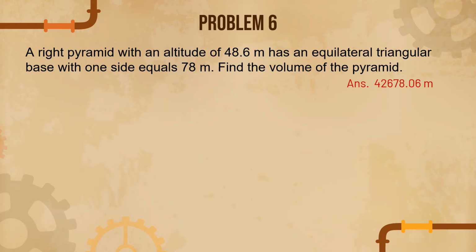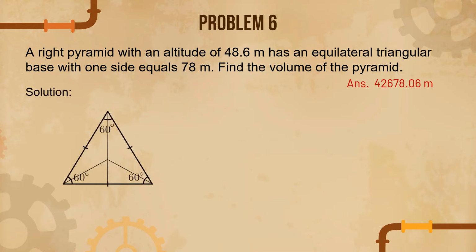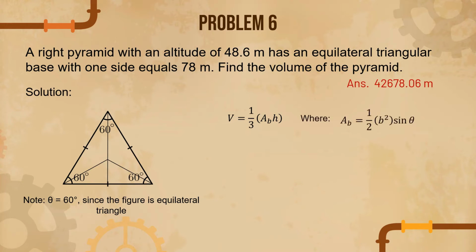A right pyramid with an altitude of 48.6 meters has an equilateral triangular base with one side equal to 78 meters. Find the volume of the pyramid. An equilateral triangle has congruent sides and equal interior angles of 60 degrees. And the formula for the volume of the pyramid is 1/3 of the area of the base multiplied by the height of the pyramid, where the area of the base is equal to 1/2 of the square of the base side and the sine of 60 degrees.